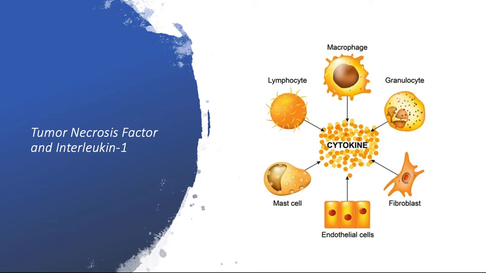Tumor necrosis factor and interleukin-1 play a critical role in leukocyte recruitment by promoting adhesion of leukocytes to endothelium and their migration through vessels. Activated macrophages and dendritic cells mainly produce these cytokines. Tumor necrosis factor is also produced by T lymphocytes and mast cells, and some epithelial cells produce interleukin-1 as well.